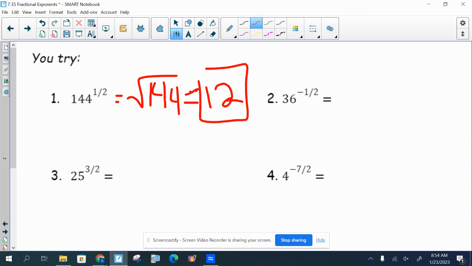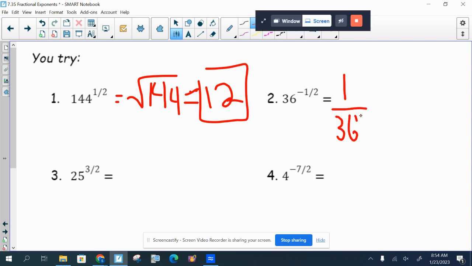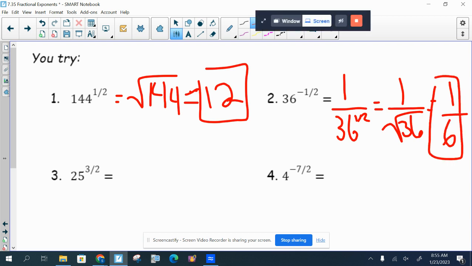Number 2, I have to do 1 over 36 to the 1/2, which is 1 over the square root of 36. The square root of 36 is 6, so 1/6. Did you put 6? Should be 1/6. Number 3, so I'm doing the square root of 25 to the 3rd power. The square root of 25 is 5, so 5 cubed is 125.